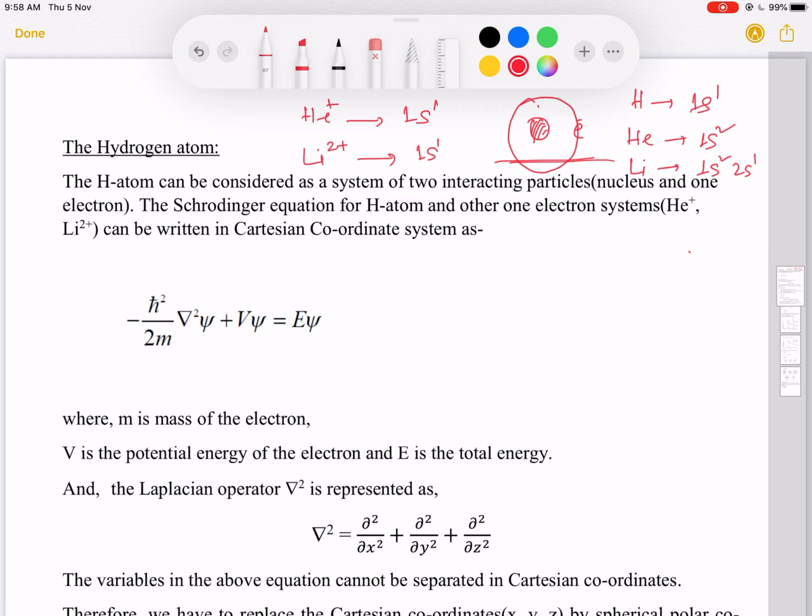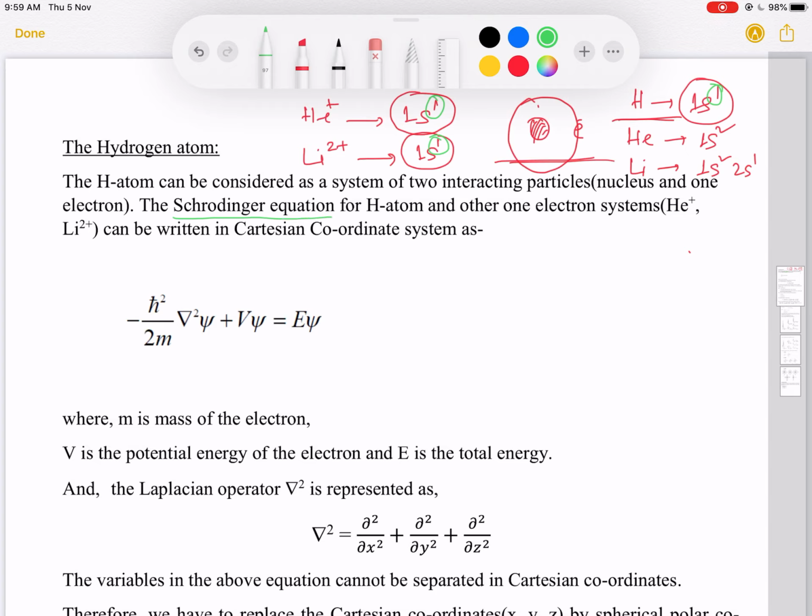Now see, this helium plus ion and lithium 2 plus ion have the same electronic configuration as that of hydrogen. So this type of ions, helium plus and lithium 2 plus, and the hydrogen atom, have only one electron in them. This type of systems are called one electron systems. And the Schrödinger equation is solvable only for one electron systems.